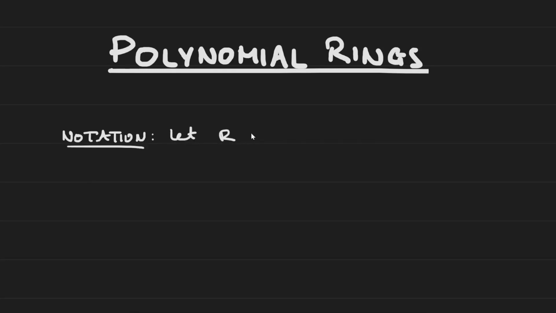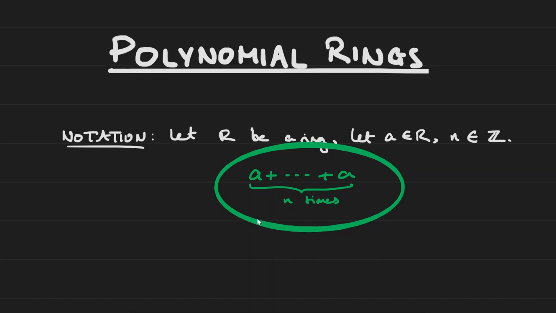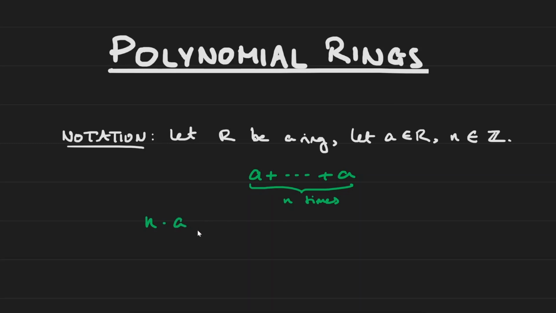So let R be a ring, and we're also going to take some element A in the ring R, and some integer n. Now sometimes we want to have repeated addition of this ring element A. So if you want to, you can write this as A plus ... plus A, but n times. But this is a little bit cumbersome to write out all the time, so usually we define the notation n times A, and I'm going to put this down over here for reasons you'll see in a second.